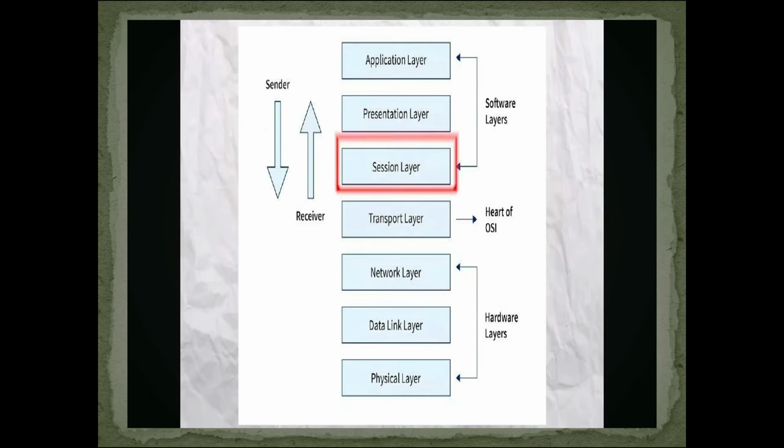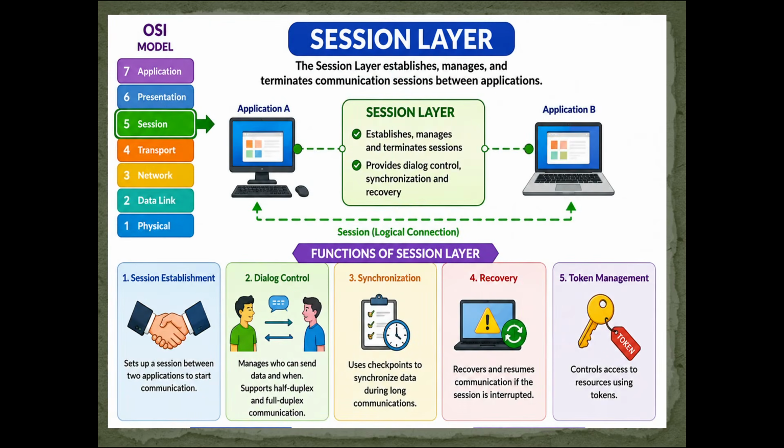The next layer is called the session layer. The session layer is used to establish, manage and terminate communication sessions between applications, and it provides functions such as dialog control, synchronization and recovery. The main functions of the session layer are session establishment, dialog control, synchronization, recovery and token management. A session is established between two applications in order to start their communication.